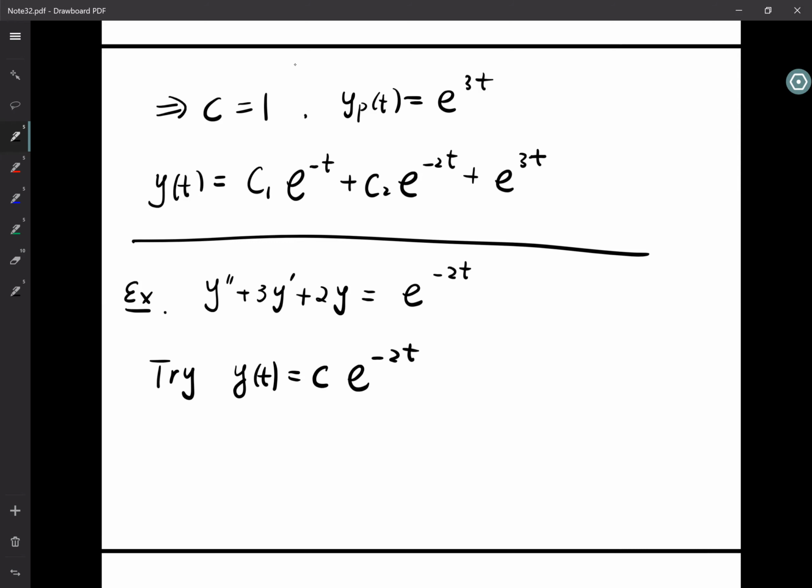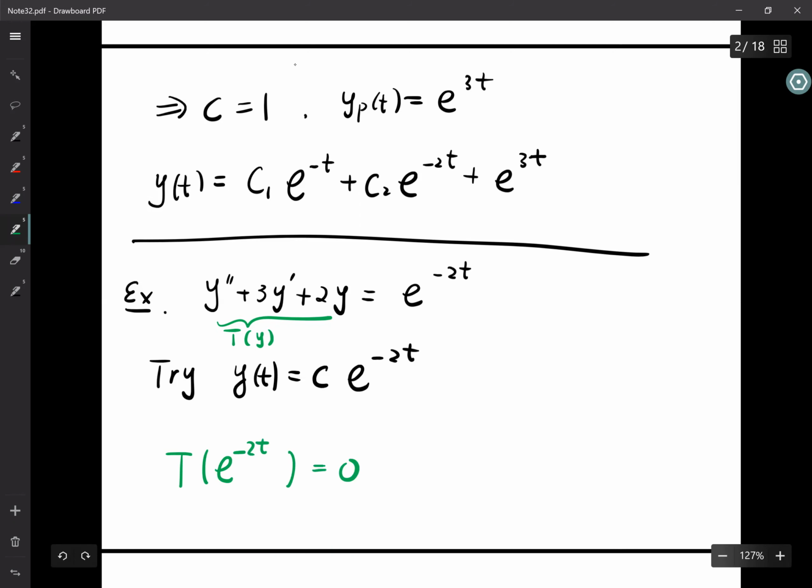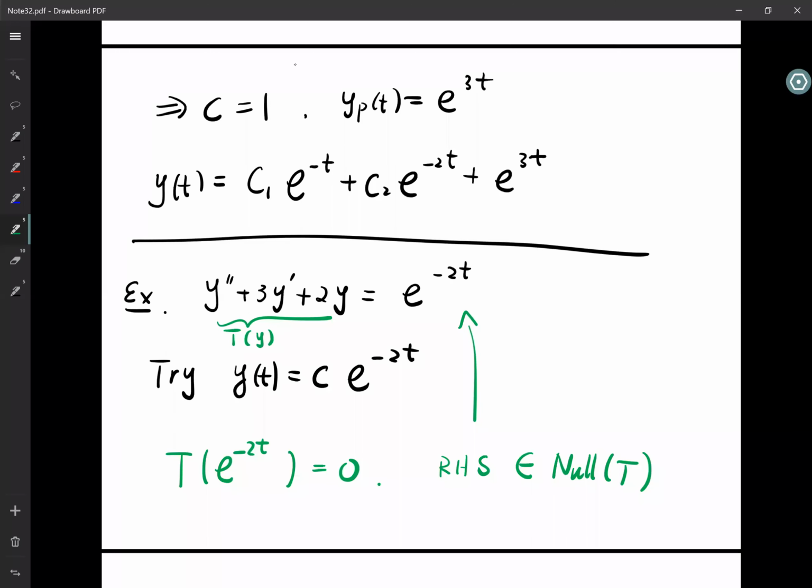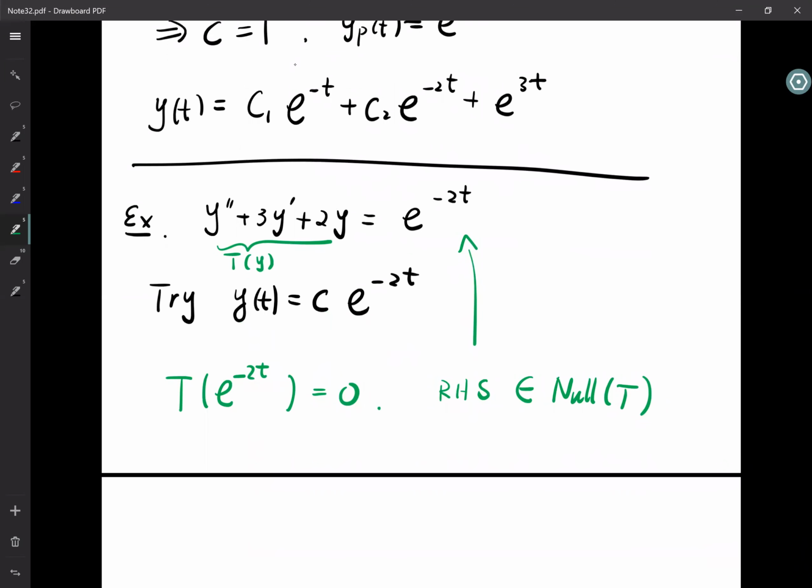This doesn't work. Why? Because if I write as before, the left-hand side, this one I call it T(y), it's an operator mapping an infinitely differentiable function to another infinitely differentiable function. Then T of exponential minus 2t equals 0, that's what I'm seeing here. That is the right-hand side, which is this guy. It belongs to the null space of the operator T. If it belongs to the null space, we cannot use this method really, because we apply anything, it will be 0, it will not be a non-vanishing right-hand side. How do we deal with this?